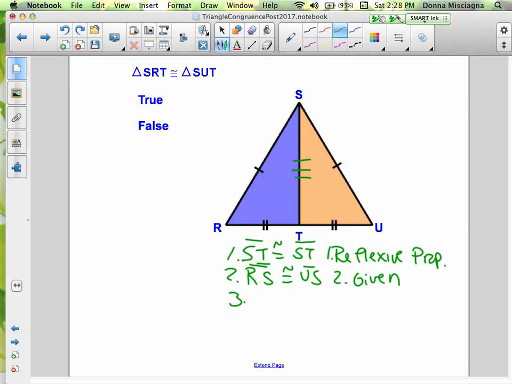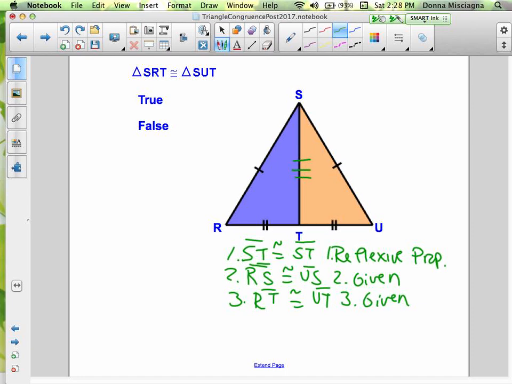And the other pair of sides is RT congruent to UT. And that is also given. It's from the picture. We have our congruence markings shown in our diagram there. All right, so there's our three pairs of corresponding sides.